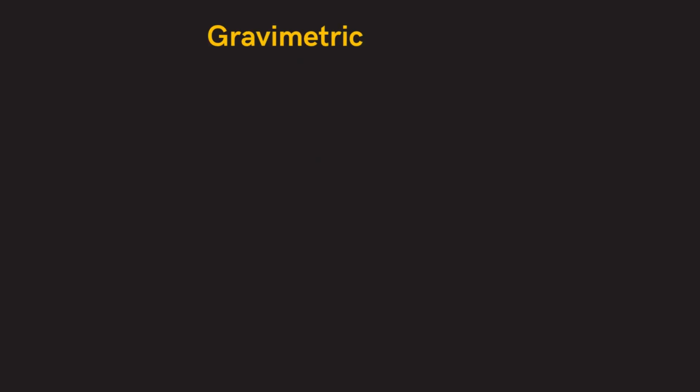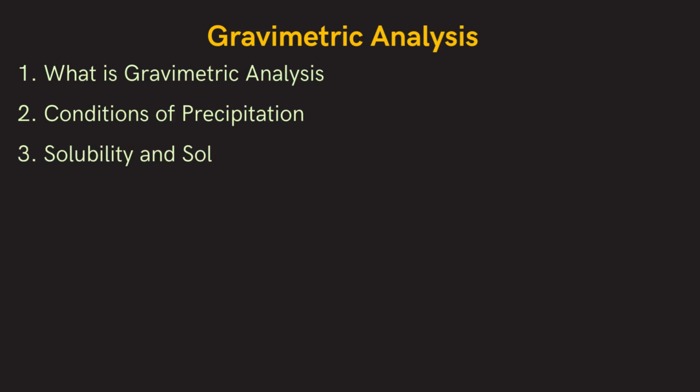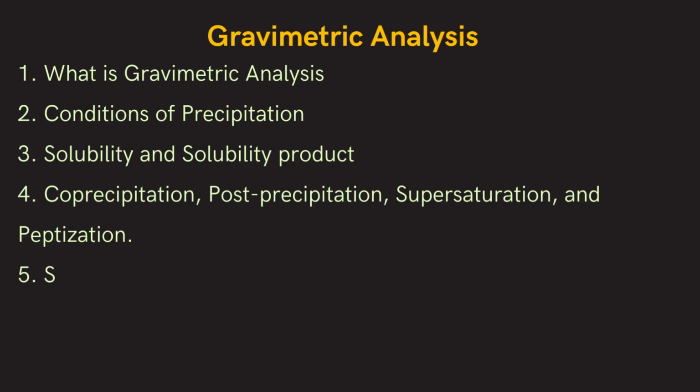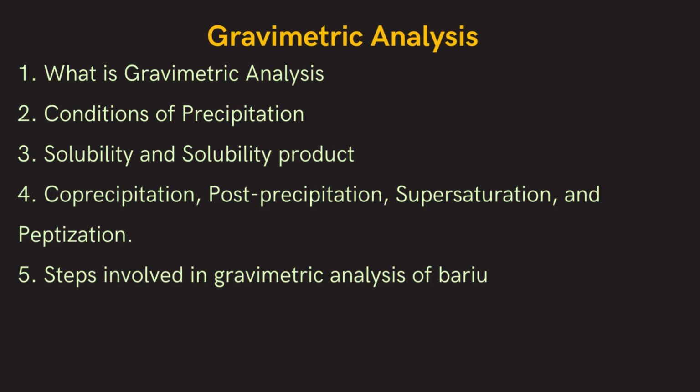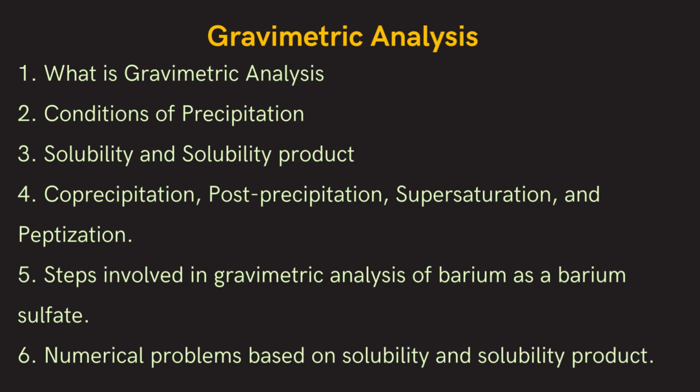In this lecture, we will learn the following topics in gravimetric analysis. First one is what is gravimetric analysis. Second one is conditions of precipitation. Third one is solubility and solubility product. Fourth one is terms such as co-precipitation, post-precipitation, supersaturation, and peptization. Fifth one is steps involved in gravimetric analysis of barium as barium sulfate. And sixth one is numerical problems based on solubility and solubility product.